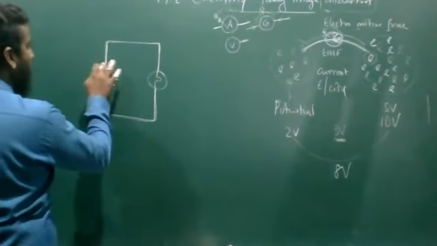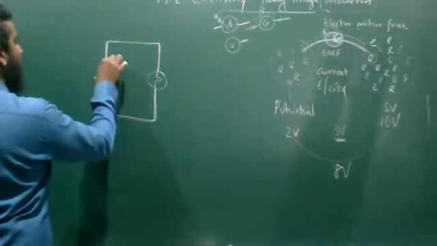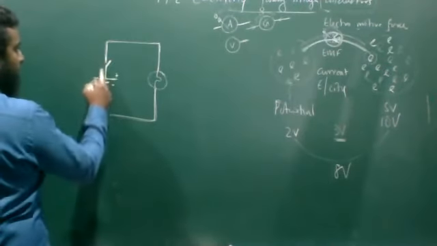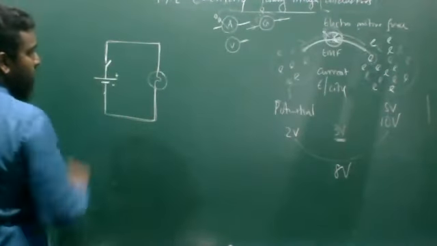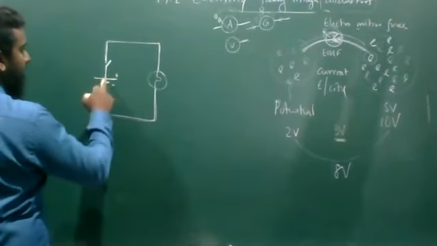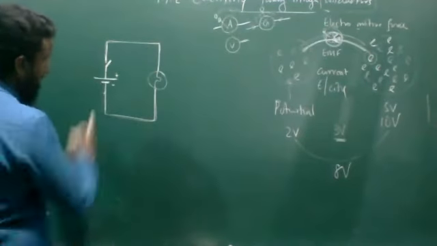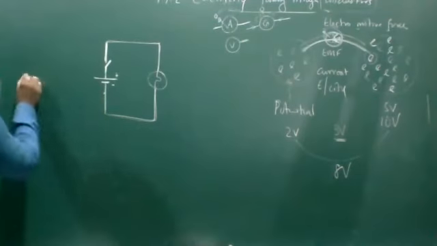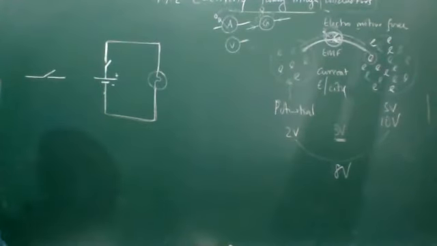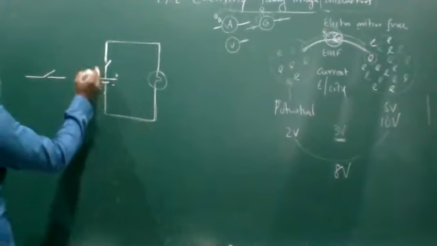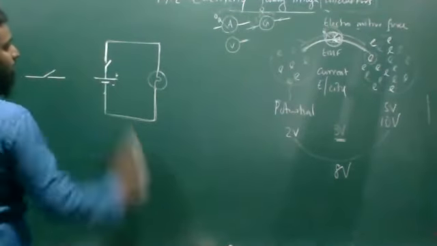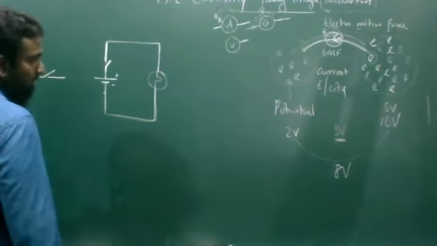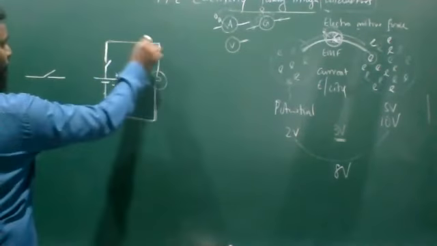If you want to control this, you can put a switch here. If you close the switch, current will flow. If you open the switch, current won't flow because the conductor is disconnected. This is the symbol of a switch. If you close it, current flows. If you open it, current won't flow. Now we are closing that switch, and the current is going to move.